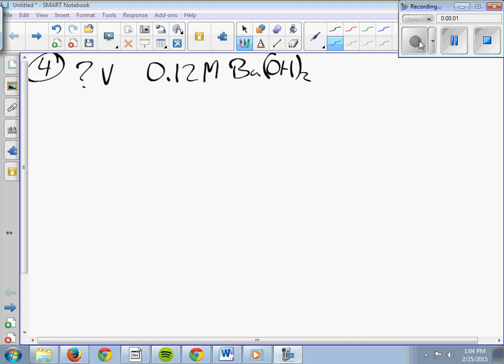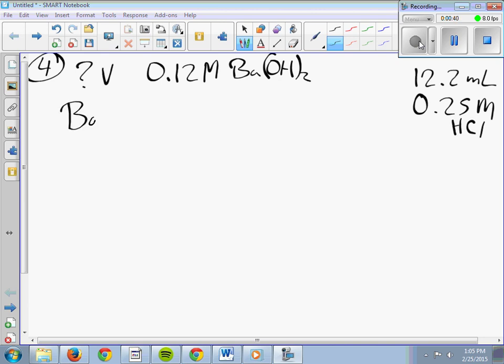So number 4, what volume of 0.12 molar Ba, and that's a misprint, should be BaOH2, is needed to neutralize 12.2 milliliters of 0.25 molar HCl. So I think the trouble that most people had with this was we were given the wrong reactants, so we didn't have a proper way to balance the equation.